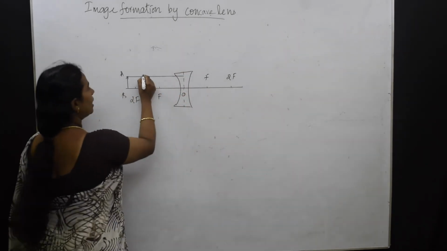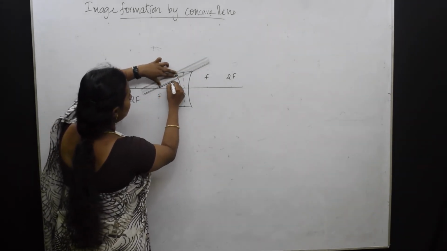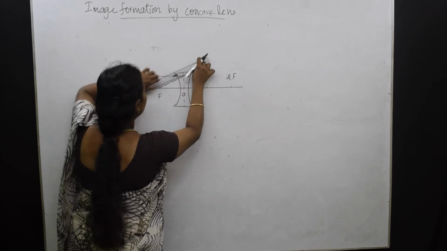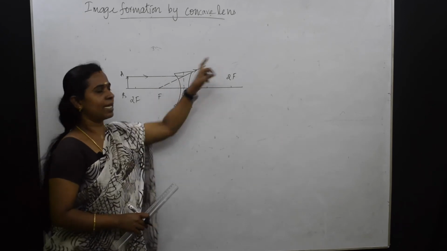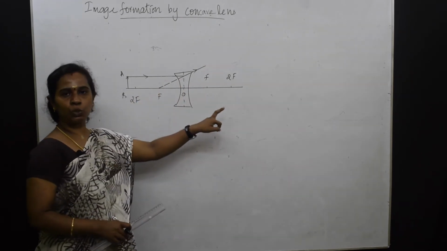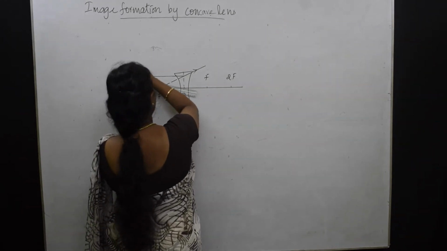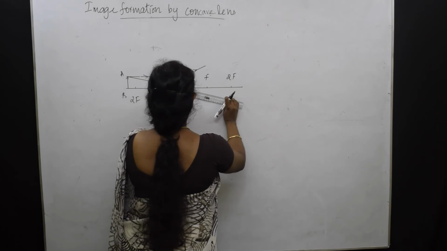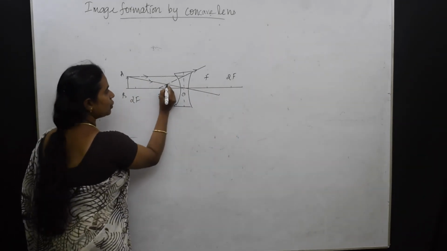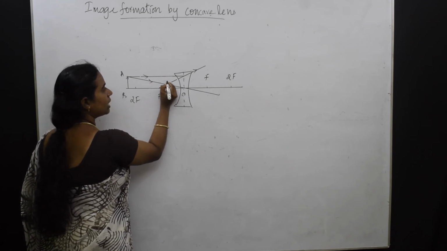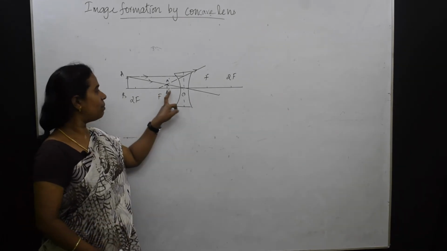We know this is a diverging lens, so the ray will start to diverge from the principal focus. In this direction you get a diverging straight line. The next ray, passing through the optic center, travels straight without deviation. Where these two rays meet, the image is formed. So the image forms between F and the optic center.